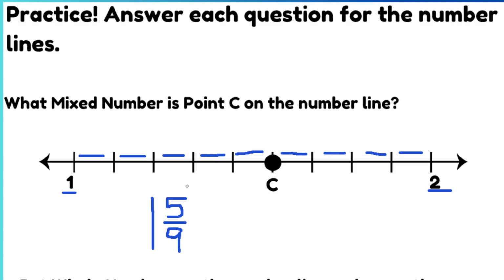And then to find my fraction, I count the number of equal spaces in between our 2 whole numbers. So there's 1, 2, 3, 4, 5, 6, 7, 8, 9 equal spaces between 1 and 2, and our point is on the 5th spot. 1/9, 2/9, 3/9, 4/9, 5/9. So our mixed number is 1 and 5/9.